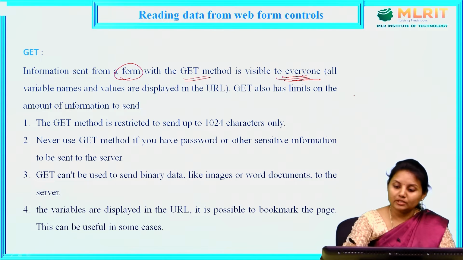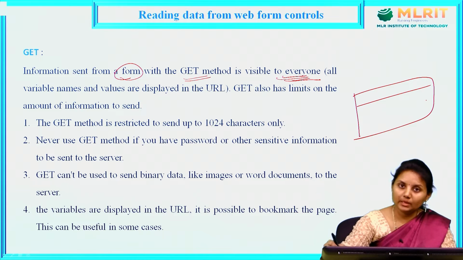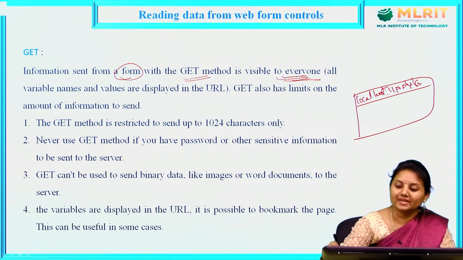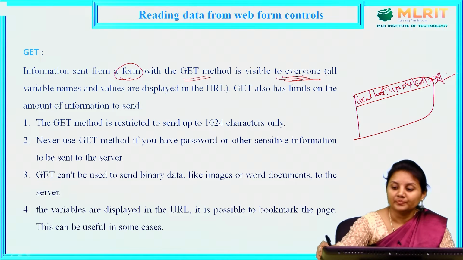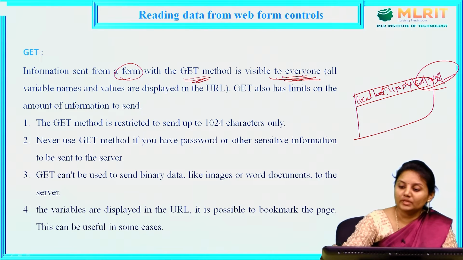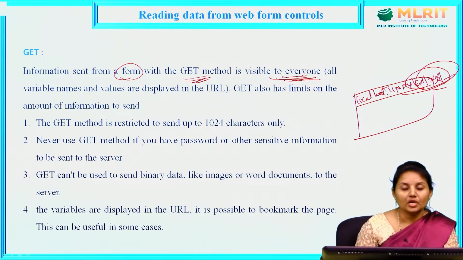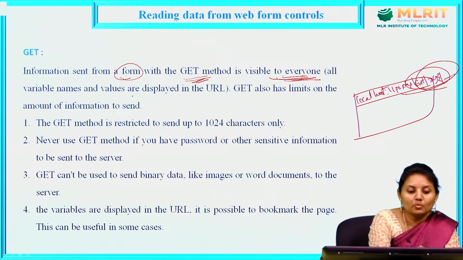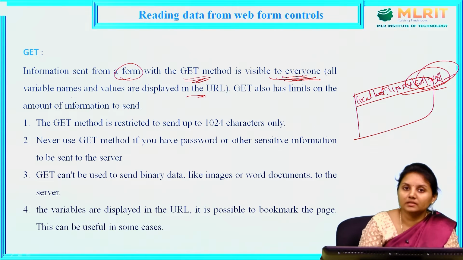Whenever you are sending the form, you will be getting in the browser something like your localhost:/ and whatever program you are executing, p1.php/get/ your username, say xyz/something. So what is happening here? If you are using this get, it is visible to everyone. The data is visible here in the browser, so that they can easily understand what is the input that you are giving. So all variable names and values are displayed in the URL.